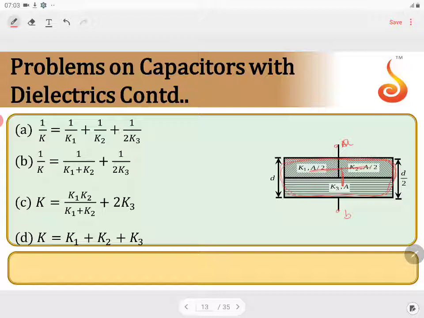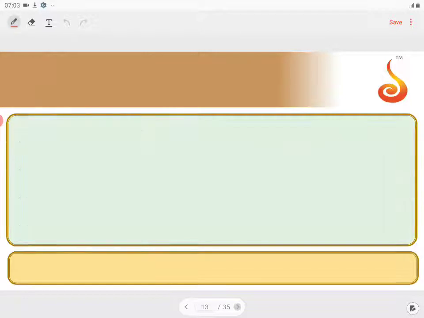So we draw the equivalent circuit, and for K1, K2, K3, for C1 and C2 the plate area will be A by 2, and for C3 the plate area will be A. So this is the equivalent. This is the diagram. K1, K2. This is K3. This is A. This is B.